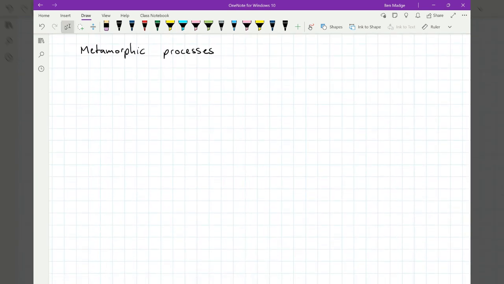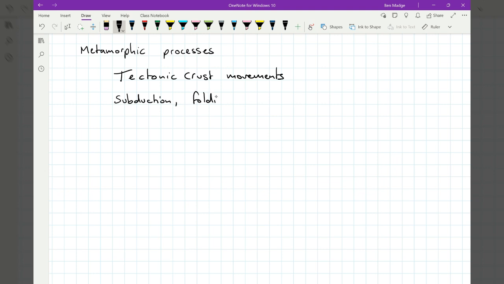The next one then is metamorphic processes. So as material is laid down due to tectonic crust movements, which are ultimately why continents move and form and reform, this causes the subduction, folding of rocks, and this results in increased pressure on the rocks, and it also places them deeper into the Earth's crust, which means warmer.